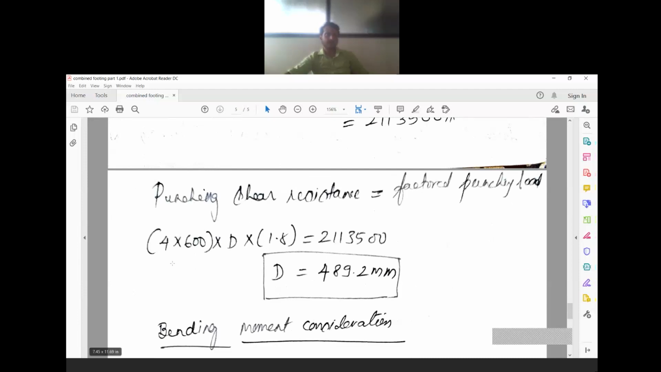Same formula. Calculate the perimeter: 4 into 600. For column A we did 4 into 400; here it is 600 by 600, so we did 4 into 600. So if the dimensions are different, calculate accordingly. Say suppose it was 200 by 400: 200 into 2 plus 400 into 2, that is 400 plus 800, 1200 would be the perimeter. So you should be very careful here. Since this is 600 by 600, all 4 sides are 600, so 4 into 600 directly, into D, into 1.8 is equal to the factored punching load due to column B.